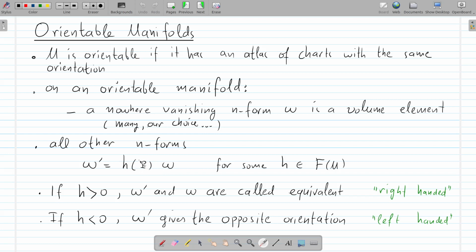Now, if h is vanishing somewhere, this will make omega prime not a good choice for a volume element. First, because the volume will not be well defined at that point, it will be a singular point, but this is also an indication of a change of sign for this function. So forms, with respect to a volume element, that can be expressed with functions that don't keep the sign over the whole manifold are not good volume elements for the manifold.